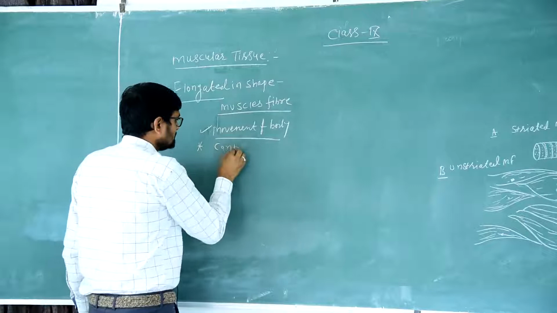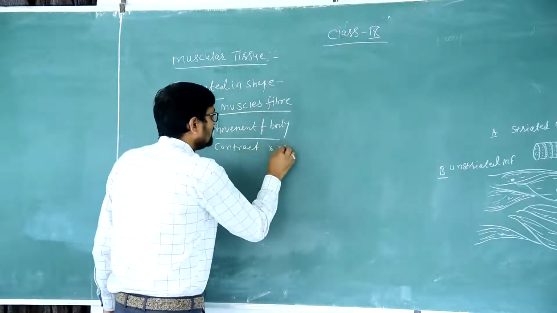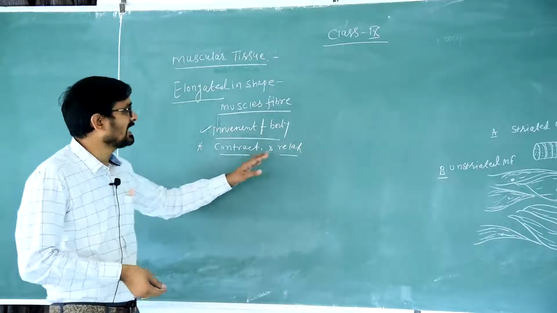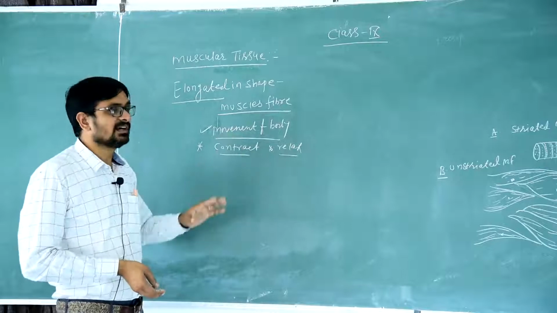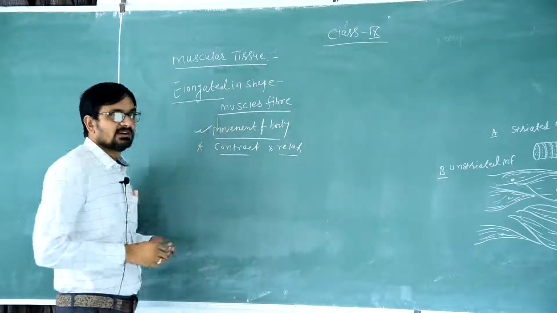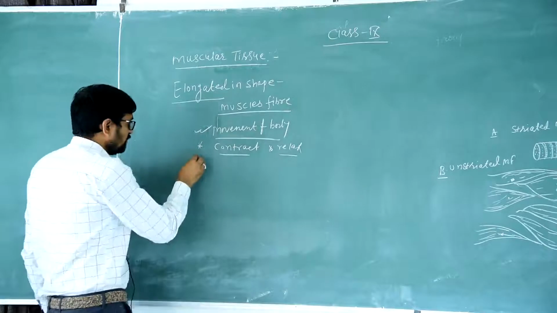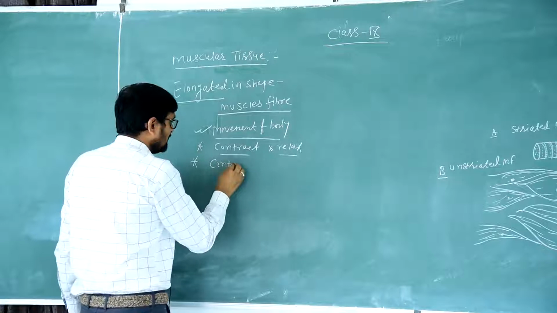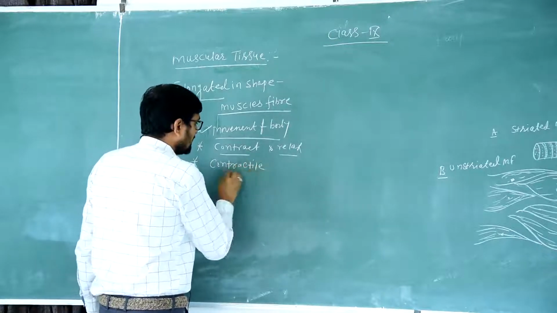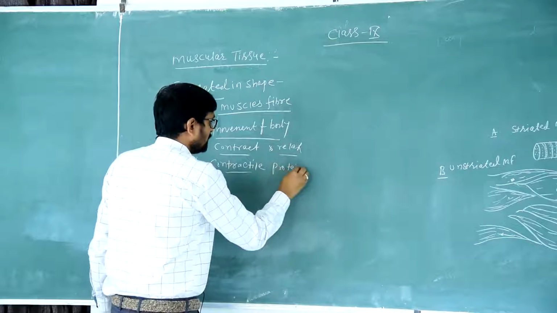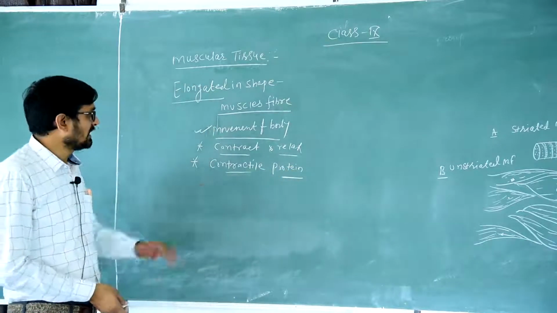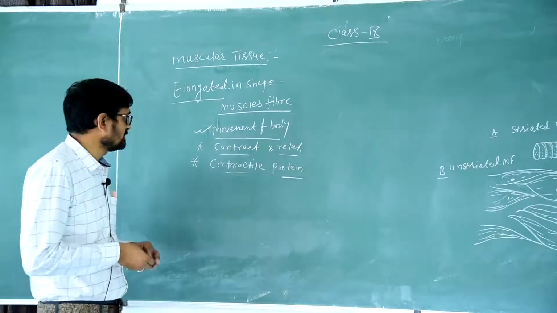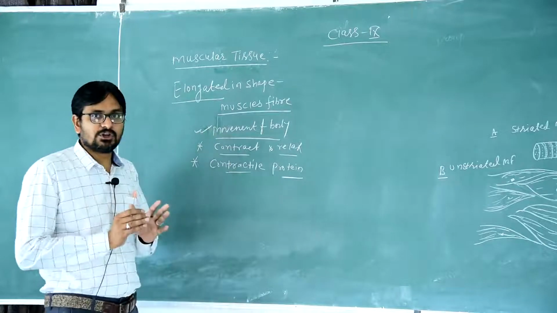It contracts and relaxes. So due to contraction and relaxation of the muscle fibers, it helps in the movement of the body parts, right? For the contraction and relaxation, it also has a special type of protein. That protein is called contractile protein. What is the name of that protein? Contractile protein. So contractile protein is responsible for the contraction and relaxation, and due to that, it helps in the movement of body parts.